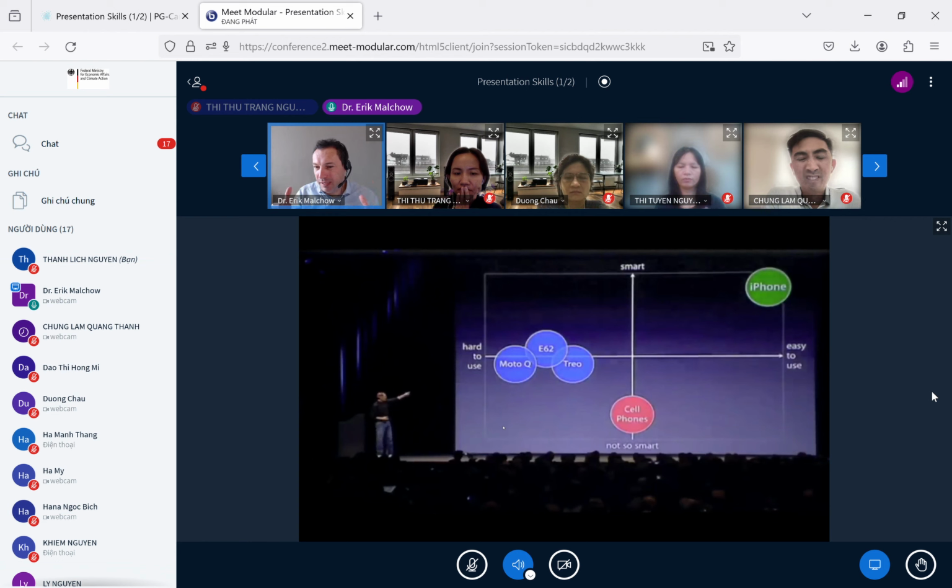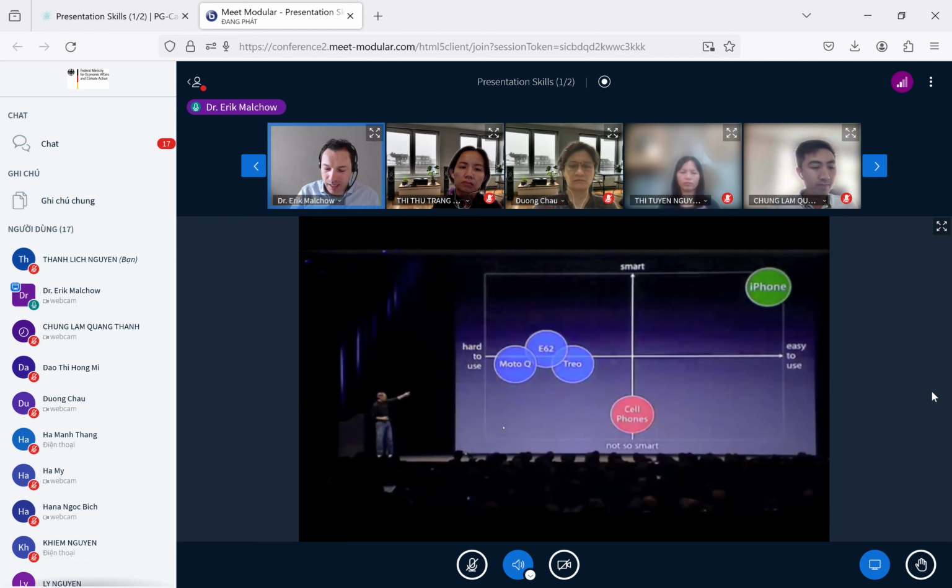He's showing the pain of the market, and the pain is, we can see it exactly on the slide here. Those other phones, the competitors, are very hard to use, and the cell phones are not so smart. So iPhone is a leapfrog product here. Also, the words he's using, leapfrog product, revolutionary, widescreen. These words also paint the picture that he's changing the way we use our phone.